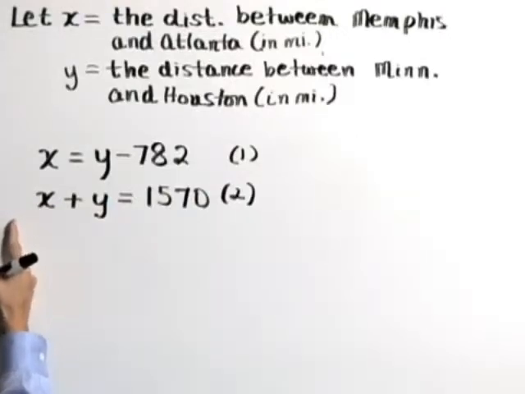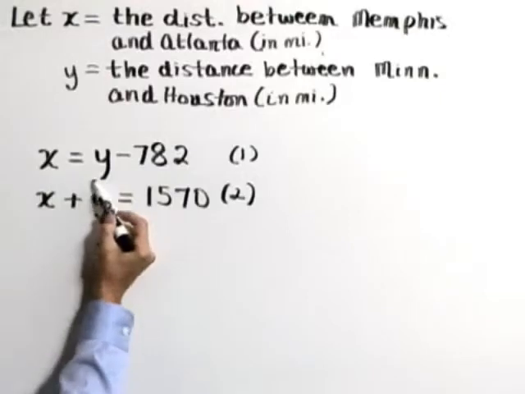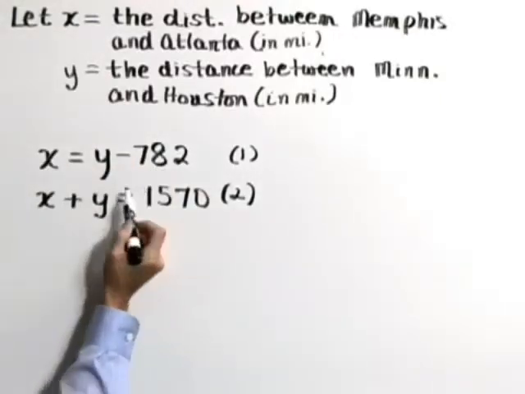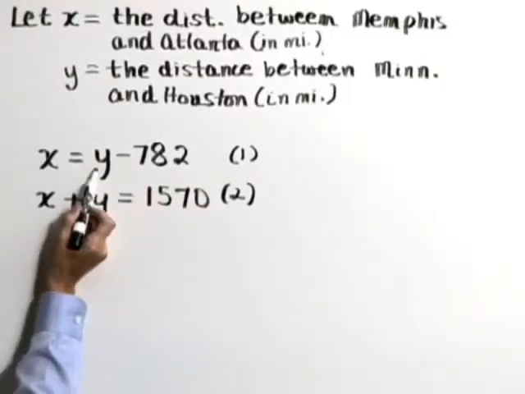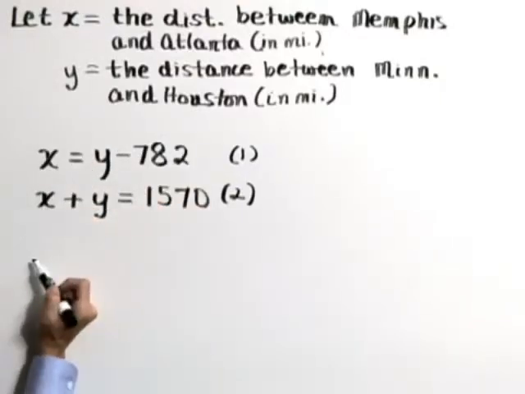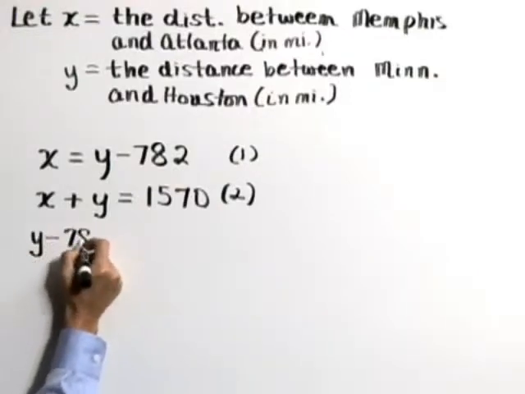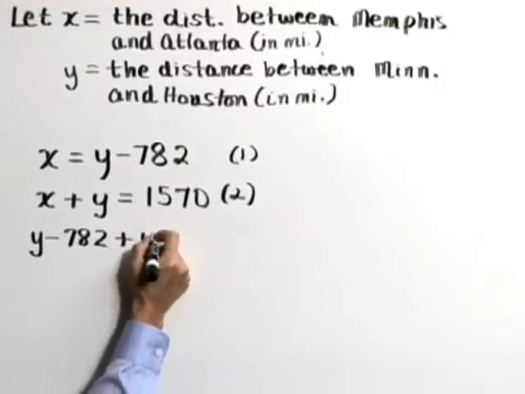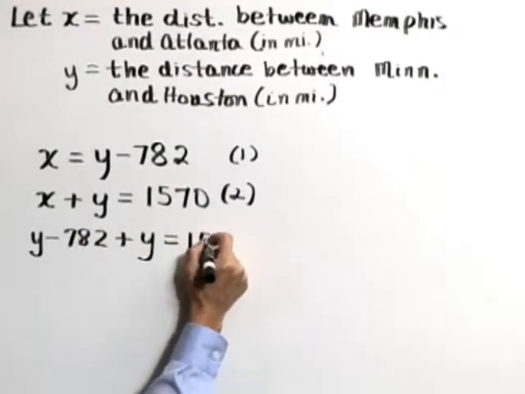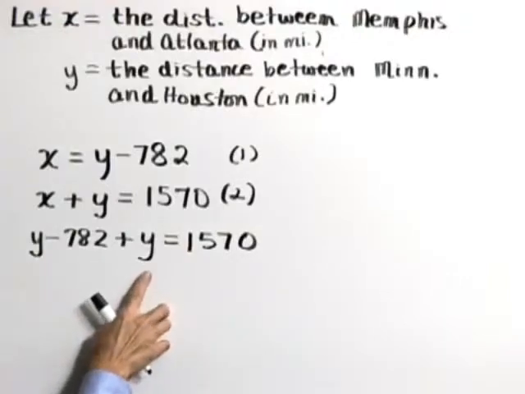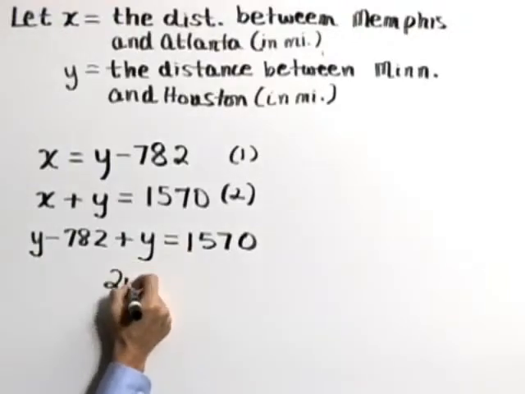Now let's solve this system in step 4. I'm going to use a substitution method since we have x already isolated. X is equal to y minus 782, so let's substitute that value in for x in equation 2. So equation 2 becomes y minus 782 plus y is equal to 1,570.